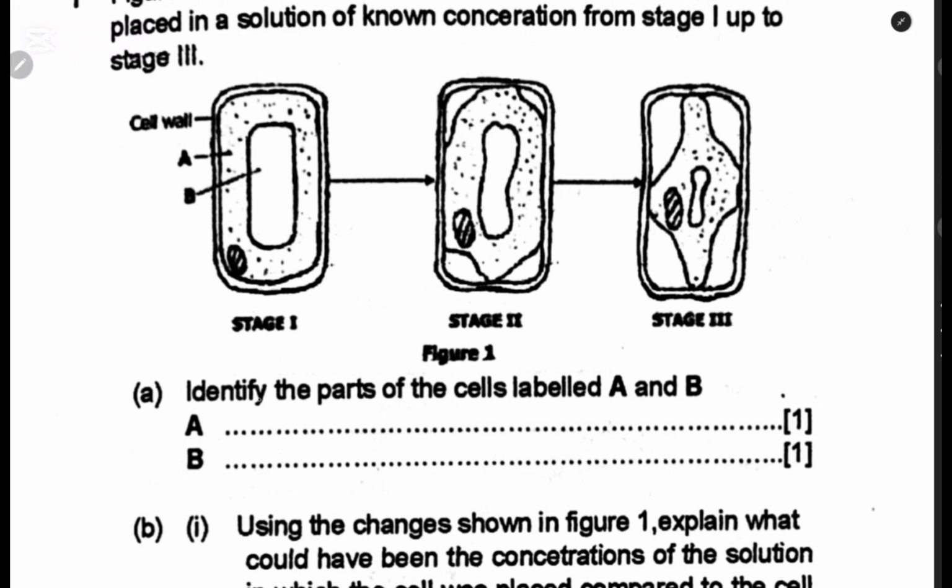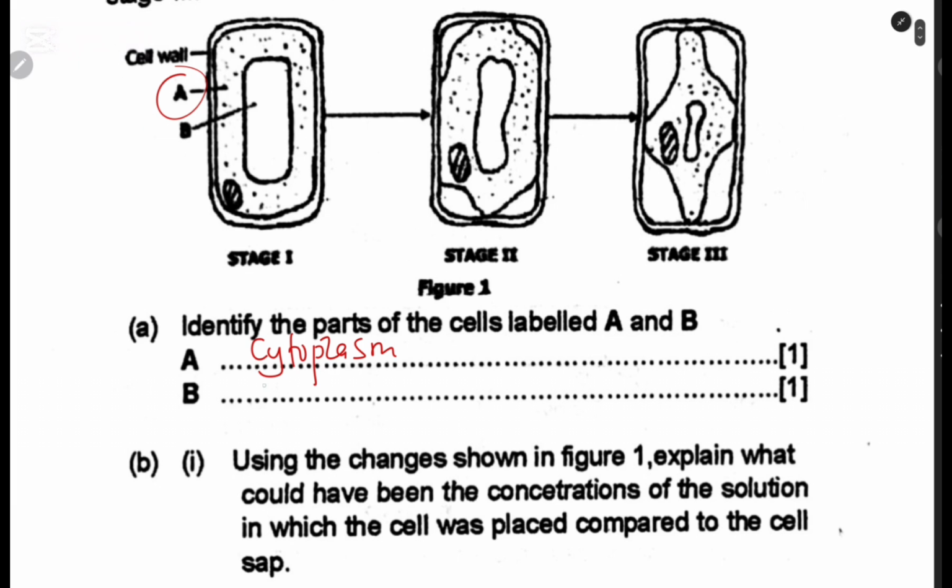What are the parts? So the first part here is called the cytoplasm. That is the part labeled A. That is the cytoplasm, as you are able to see. Then of course the B part is called the vacuole. Remember, we are dealing with a plant cell, and I'm sure by now you know the basic structure of the plant and animal cell. Very important.